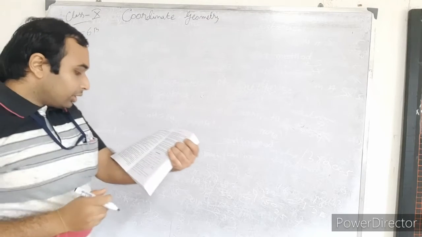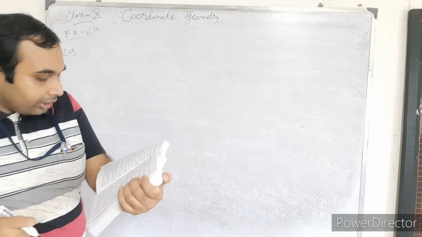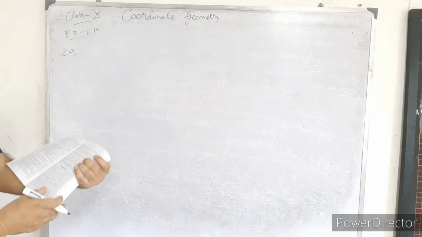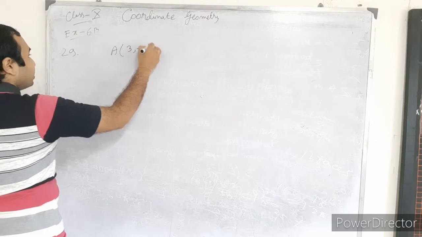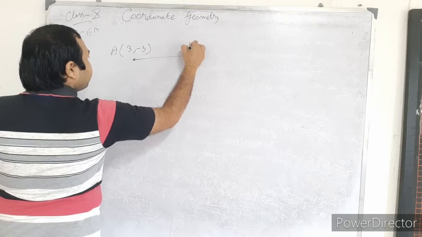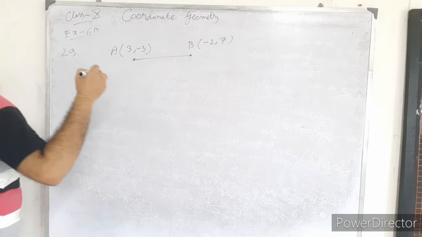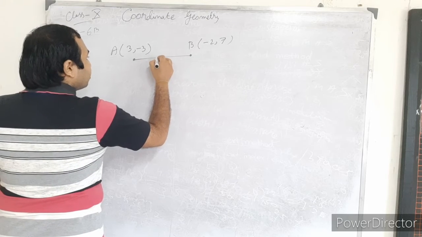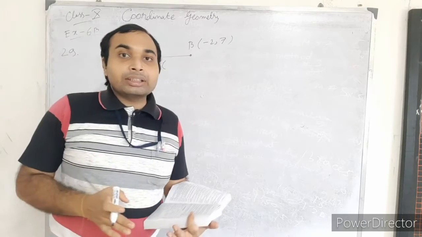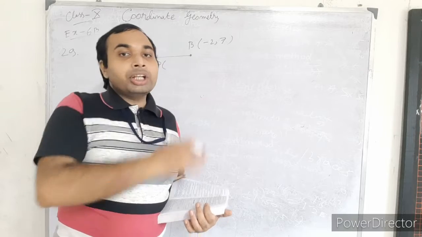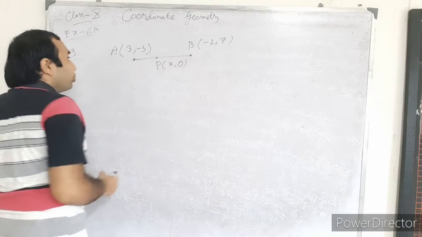Find the ratio in which the line segment joining the points A(3, -3) and B(-2, 7) is divided by the x-axis. Also find the point of division. So two points are given, A(3, -3) and B(-2, 7). It is divided by the x-axis. So suppose P is the point; since it is on the x-axis, the ordinate will be 0 and the abscissa is x, so we are taking (x, 0).